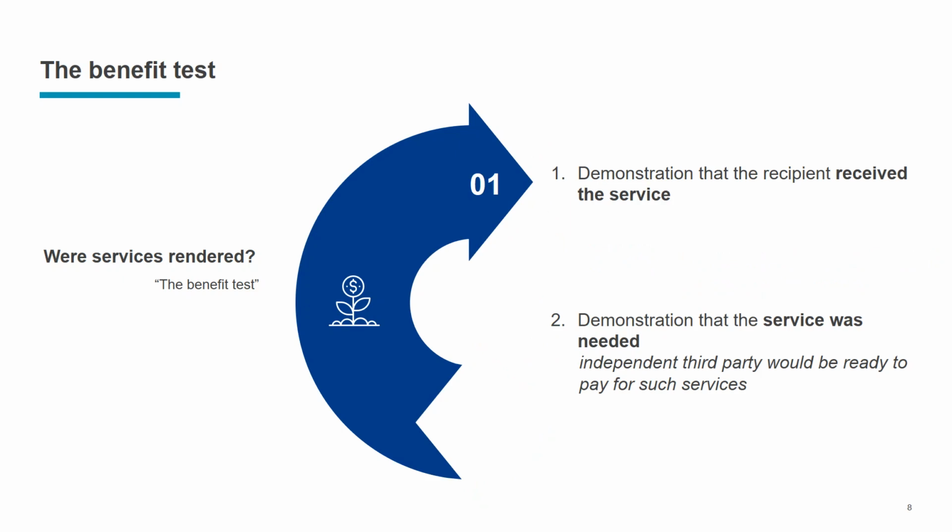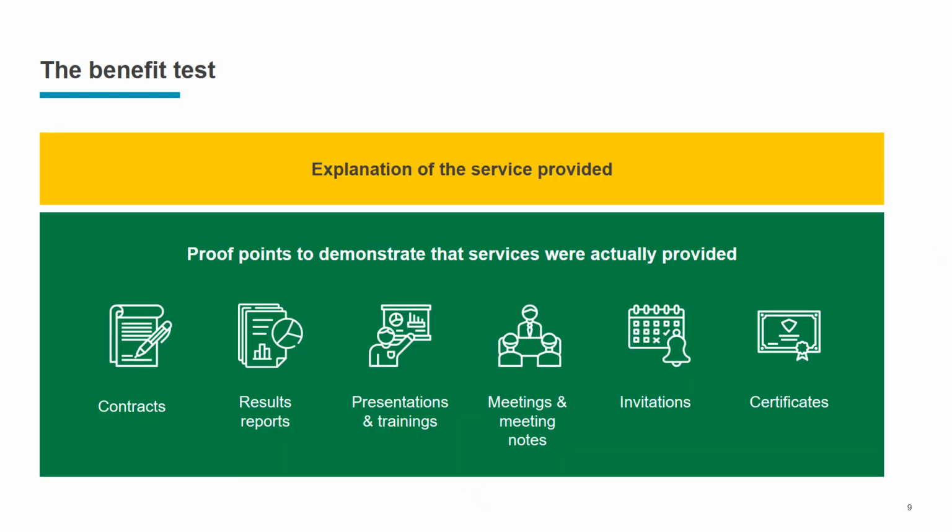First, we need to demonstrate that the recipient of the service has actually received it and that the service was provided. And at the second step of the benefit test, we need to demonstrate that the service was actually needed for the recipient and that an independent third party would be ready to pay for such a service. So let's have a look at the benefit test in more detail.